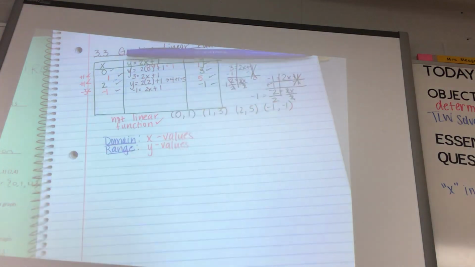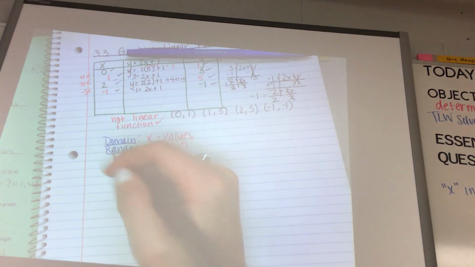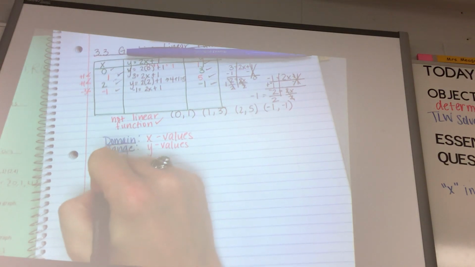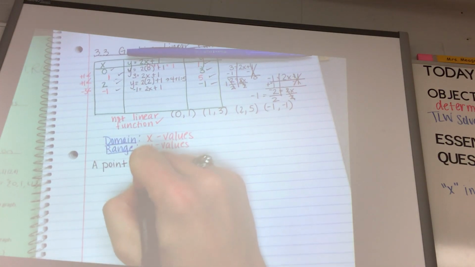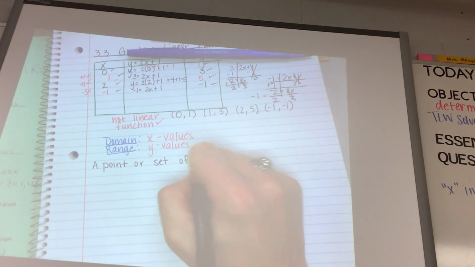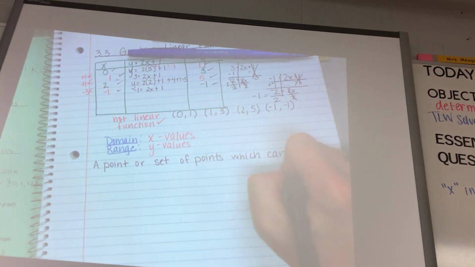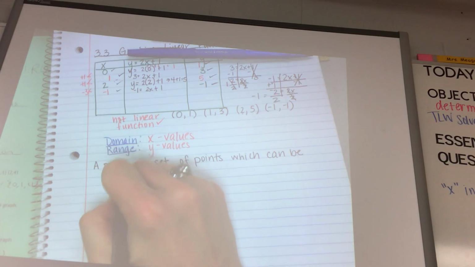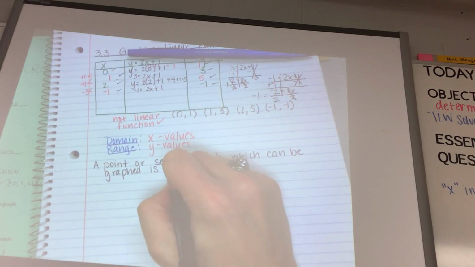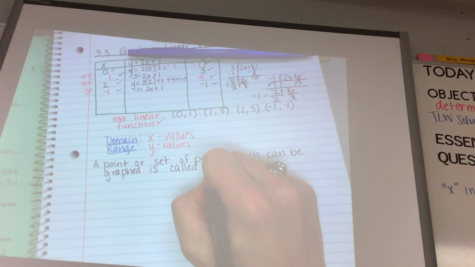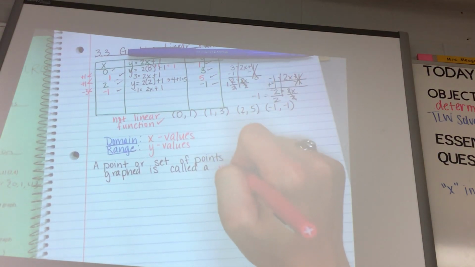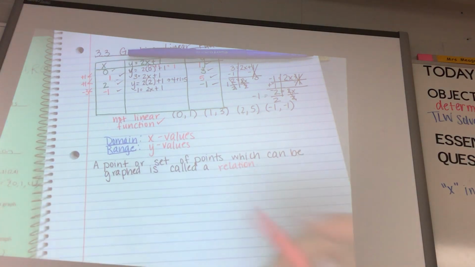So we have just a little vocabulary here. A point or set of points which can be graphed is called a relation. Okay, so that's a new vocabulary word. It's called a relation. So I'm going to give you some ordered pairs, and you're going to identify the domain and the range of the relation.